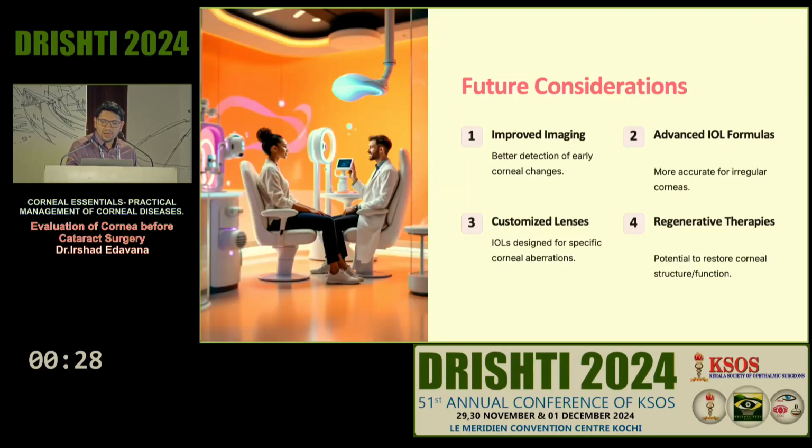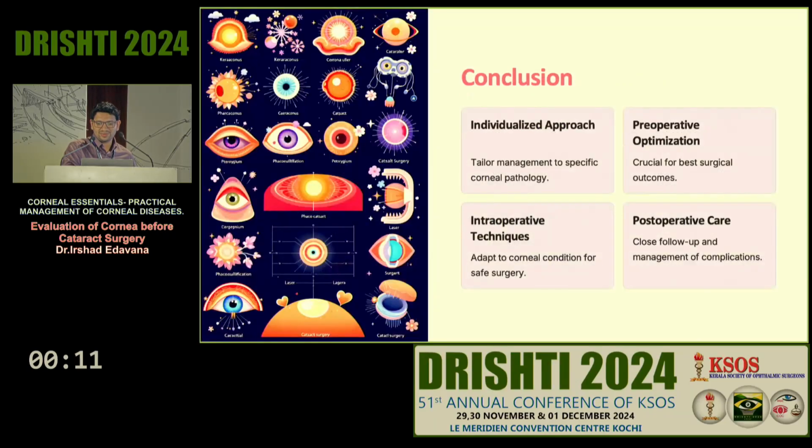So better imaging techniques and advanced IOL formulas like the Kane keratoconus formula or the Barrett keratoconus formula help us to give a better outcome in IOL surgeries, along with customized lenses. And we now have regenerative therapies in development that will help us with endothelial diseases. Thank you.